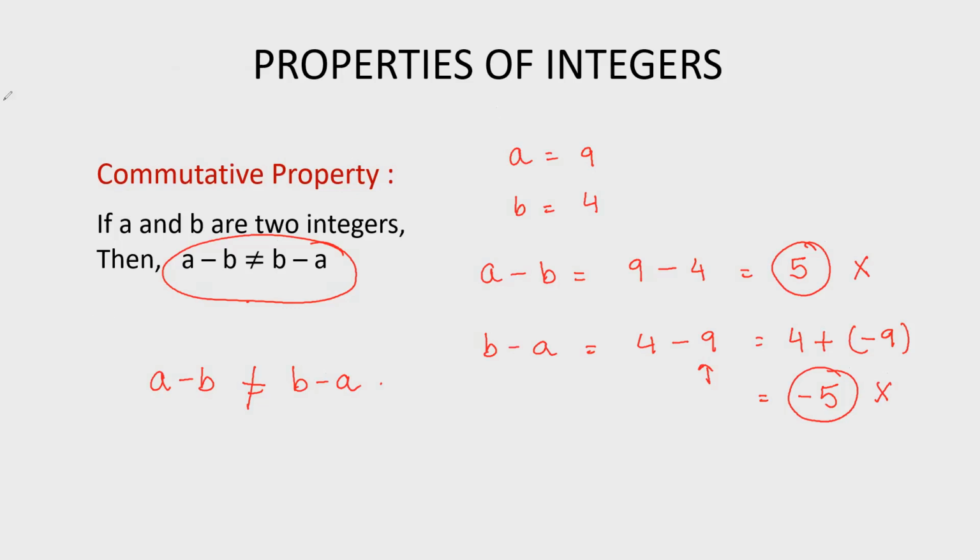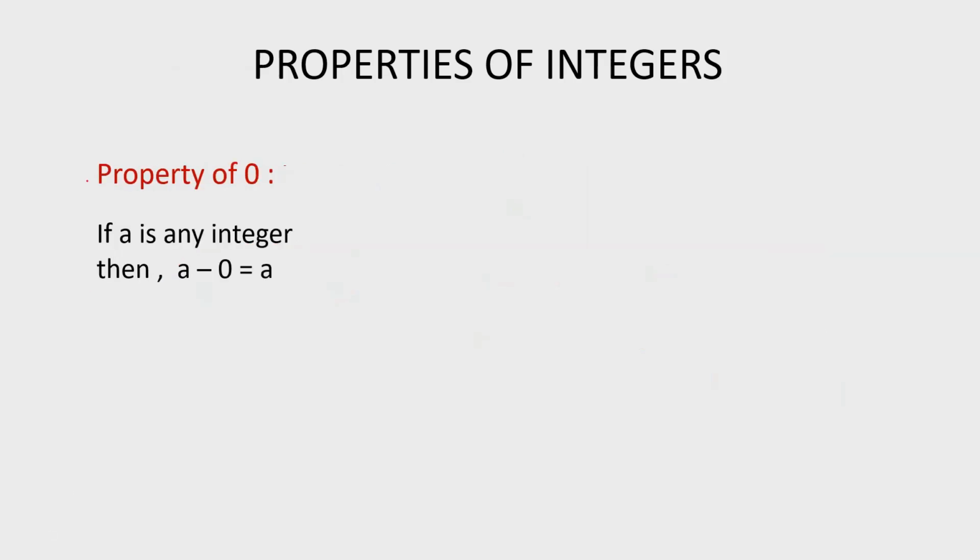Now, lastly, we come to another property, which is the property of 0. We are doing properties of subtraction of integers. Now, the property of 0 says that if we subtract 0 from any integer, we get the same integer. Simple, 5 minus 0 is 5. Minus 3 minus 0 will also be the same number, minus 3. So the property of 0 is that subtracting 0 from any integer gives the same answer.